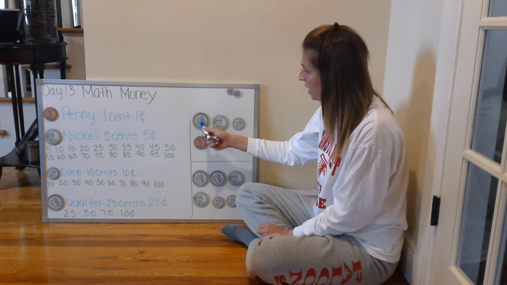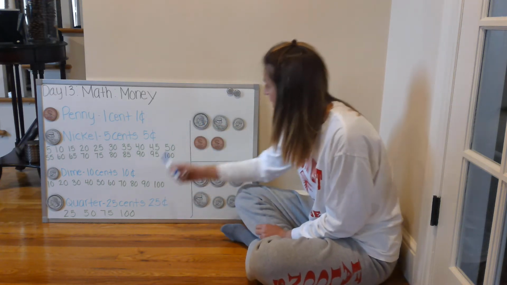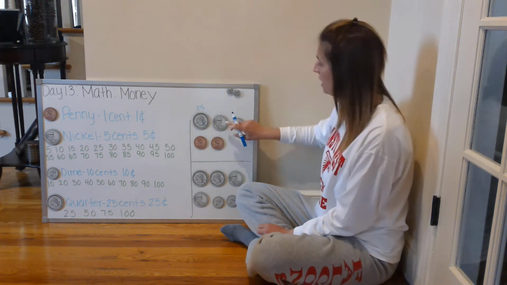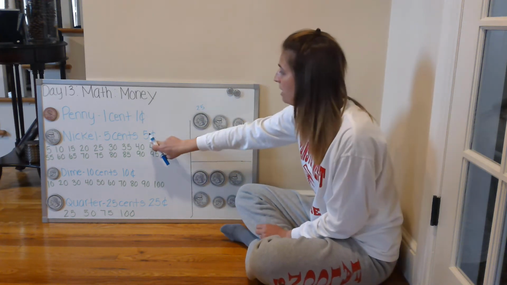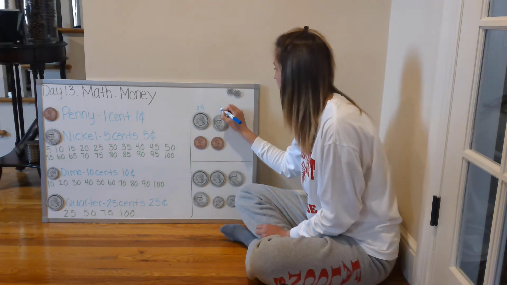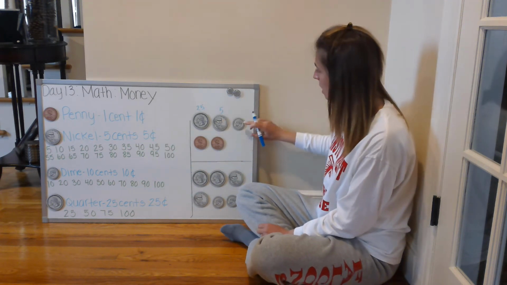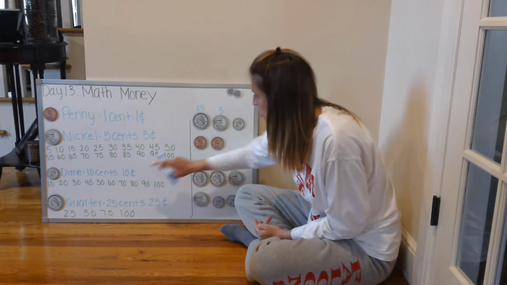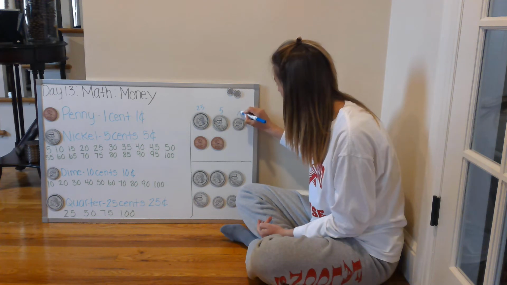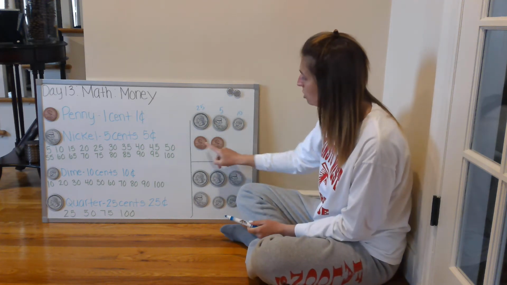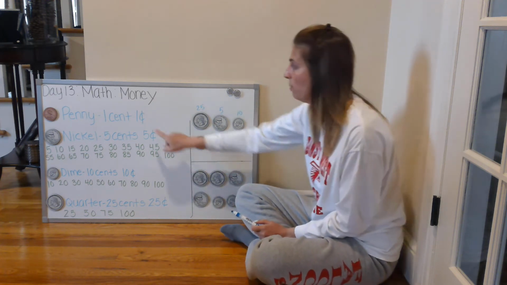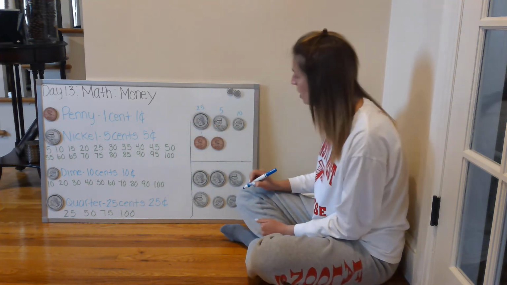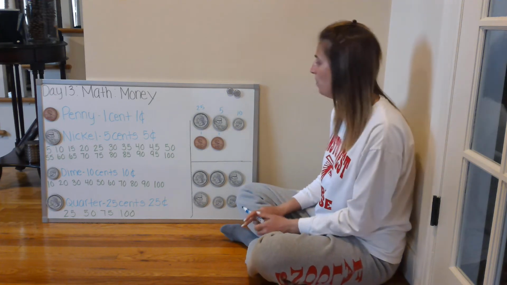So I have a quarter here, and a quarter is worth 25 cents, so I'm going to write 25 here. Next, I see a nickel, and a nickel is worth 5 cents, so I'm going to write a 5 above here. My next coin is a dime, and a dime is worth 10 cents, so I'm going to write 10 above the dime. And then my last two coins are the same, and they're both a penny, and a penny is worth 1 cent, so I'm going to write 1 above one penny and 1 above the other penny.